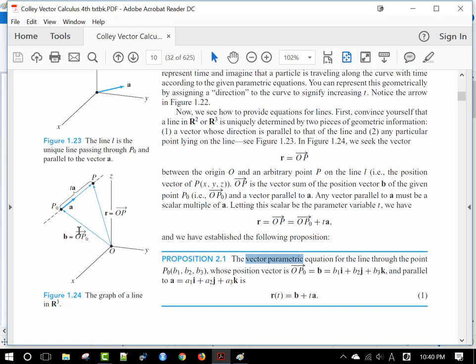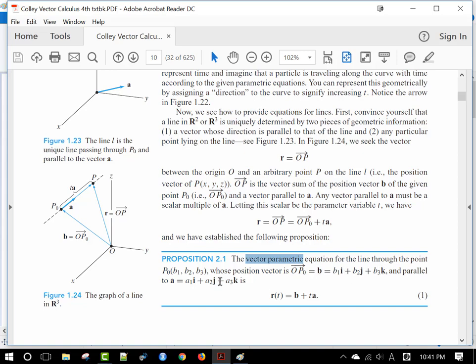So we have a point P0, and we want to get an equation for the line through P0 and parallel to some vector A. So we're given a point P0, we're given a vector A, and we want the equation of the line, the line which goes through P0 and is parallel to A. So we want the equation of this line here. So the position vector for P0 is called OP, and looks like this because the coordinates of P are B1, B2, B3.